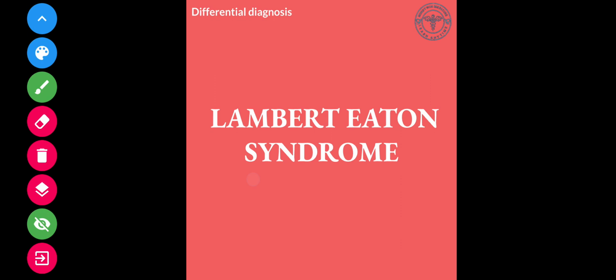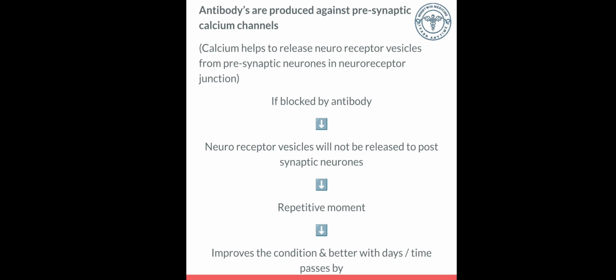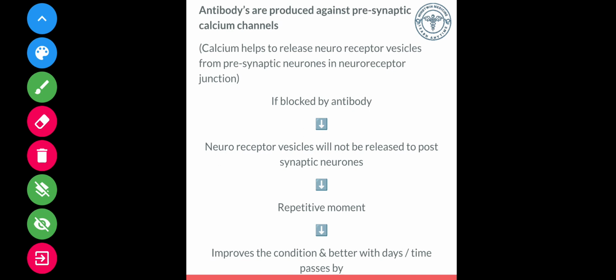Now we'll see one more differential diagnosis seen as myasthenia gravis, that is Lambert-Eaton syndrome. Here antibodies are produced against the presynaptic calcium channel, whereas in myasthenia gravis the antibodies are against the postsynaptic neuromuscular receptor, the neurotransmitter receptor for acetylcholine. Here calcium helps to release neurotransmitter vesicles from presynaptic neurons at the neuromuscular junction. So if it is blocked by antibody, the vesicles will not be released to the postsynaptic neurons.